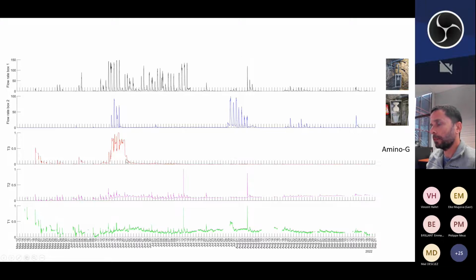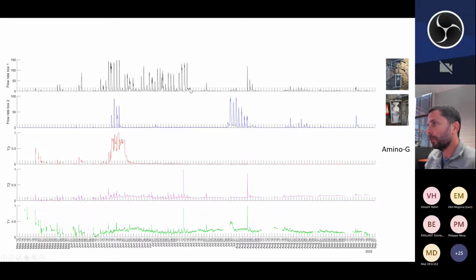But you can see that at some point the concentration of amino G reduced, and then completely stopped. But we continued to see flow. The amino G stopped exactly when there was no visible snow on the surface. So we know the snow almost completely melted, but we were still getting water from somewhere.